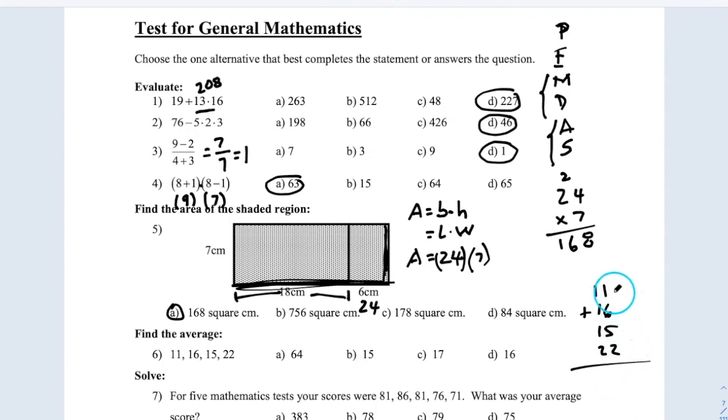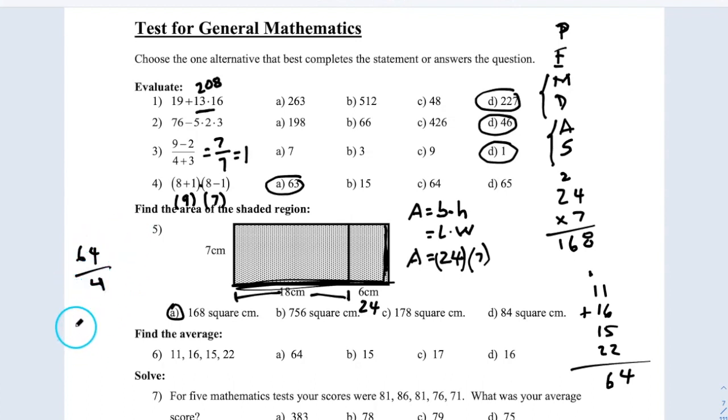So let's add this. 1 and 6 is 7, and 5 is 12, 14. Carry 1. 1, 2, 3, 4, and 2 is 6. So now I have 64. To find the average, I have to divide that by the same number of numbers that I have, which is 4. Okay? And you can do this like this. You can simplify if you want, right?